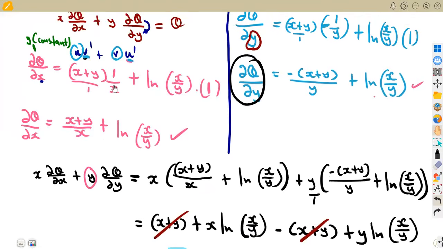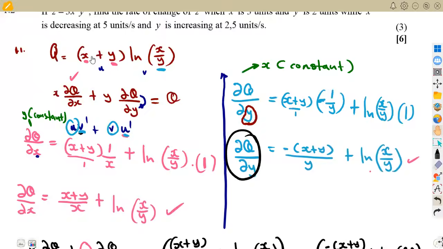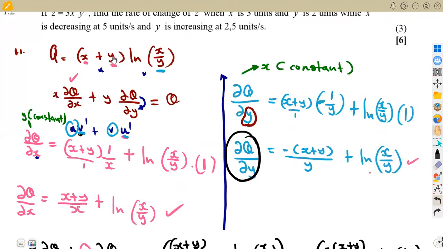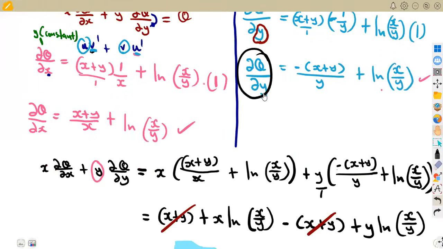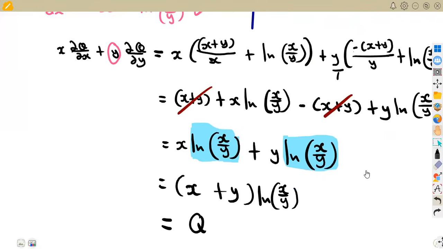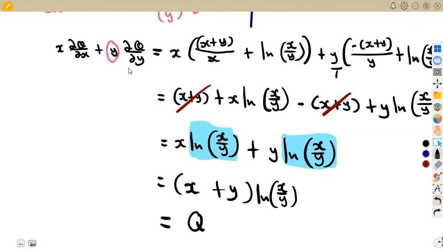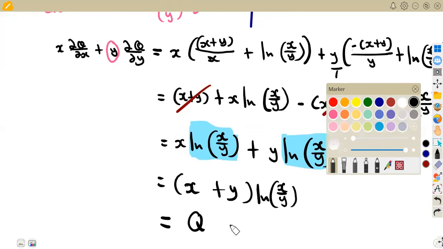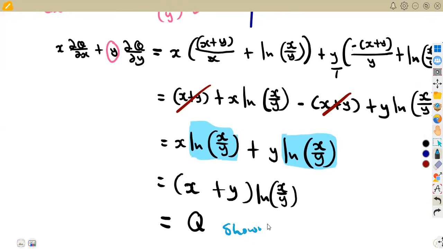Remember, q was equivalent to that expression. So that is what the question is asking us, to show that this is equal to q. This whole part here is going to give us a q. So that was that part of our question, which is equal to 2. So that is how you can attempt these typical questions.